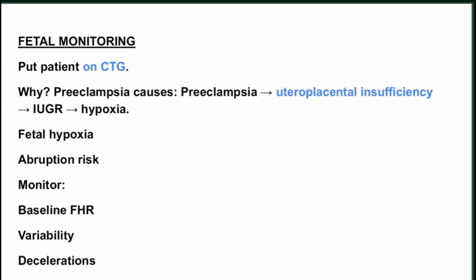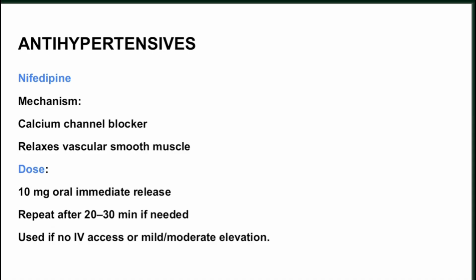So we're going to put this patient on CTG. Okay, we're going to put the patient on CTG. We're going to make sure that we monitor the baseline fetal heart rate. At least it should be greater than 110 and less than 160. And we're also going to monitor the variability and also the decelerations. And why we're putting this patient on CTG, because they are at risk of fetal distress or fetal hypoxia due to the uteroplacental insufficiency. Okay, so they are at risk of having intrauterine growth restriction.